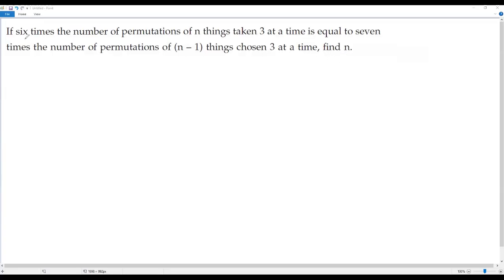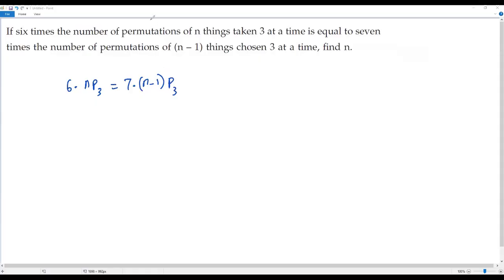Now let me write the given statement as an equation. That is 6 times the number of permutations of n things taken 3 at a time. So number of permutations means nP3. That is, from the given n things, we take 3 things and arrange them in a particular order. The number of ways it can be done is given by this nP3, the permutation. So this is equal to 7 times the number of permutations of n negative 1 things chosen 3 at a time. It can be written as (n negative 1)P3. Now in this equation we have to solve for n.